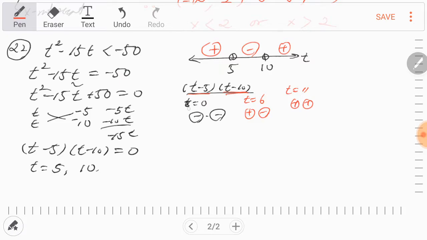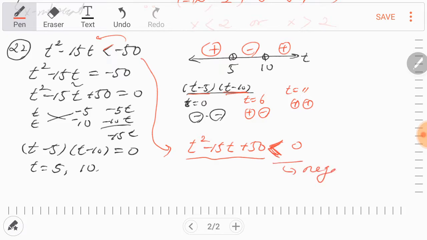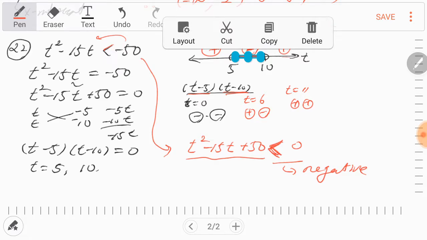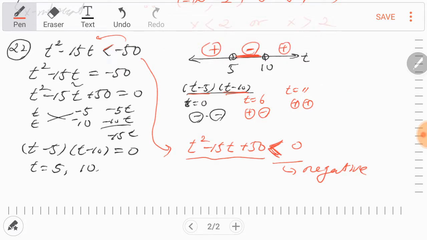All right, so we know the sign of the y value. So we move this one to the left, right? So if you rewrite it, okay, let me rewrite this. Okay, t squared minus 15t plus 50 is less than or equal to 0. Since this is less than, okay, less than means what? Negative, right? Less than means negative. So the negative part is this guy. So this interval, when x is between 5 and 10, the y value is less than 0.